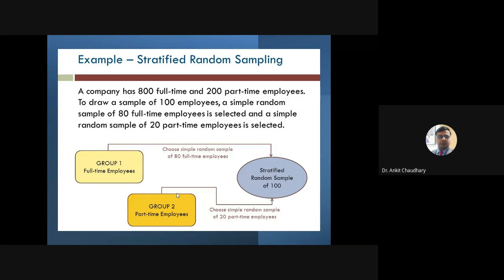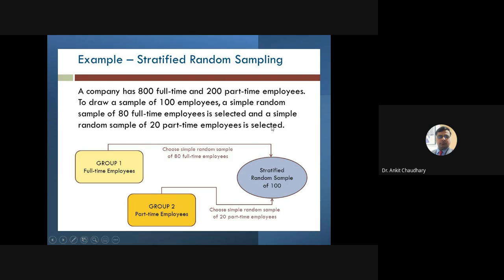So we may have different groups. This is one example: you have 800 full-time and 200 part-time employees in a company. If you need to draw 100 employees, then you take a simple random sample of 80 from here and a simple random sample of 20 from here. So you are taking an equal percentage. That is the best way.